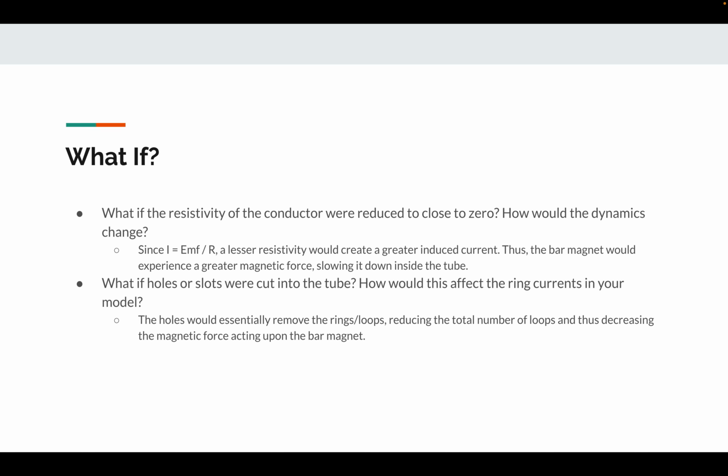What if holes or slots were cut into the tube? How would this affect the ring currents in the model? Well, the holes would essentially remove the rings or loops wherever the holes were, reducing the total number of loops and thus decreasing the magnetic force acting upon the magnet. Therefore, we could expect the bar magnet to travel faster.